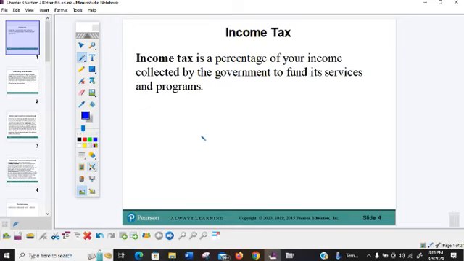Okay, the majority of this lesson is going to deal with taxes. So that sounds like a lot of fun. Let's check it out and see what is involved when you have to file your taxes. First of all, income tax is the percentage of your income that the government collects so that it can fund services and programs. In other words, fund things like firefighters, police officers, all the things we need for our society.